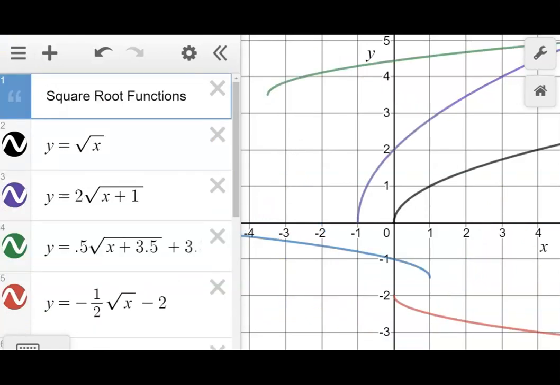The next function family are square root functions. The square root functions are really half of a parabola. So you'll notice the black graph here is the parent function, y is equal to the square root of x. And all these other functions are also square root functions. They can be steeper, they can be flatter, they can open up or open down, go left or go right.